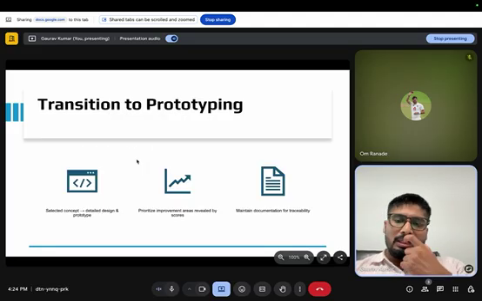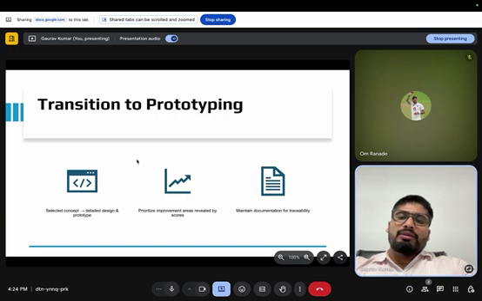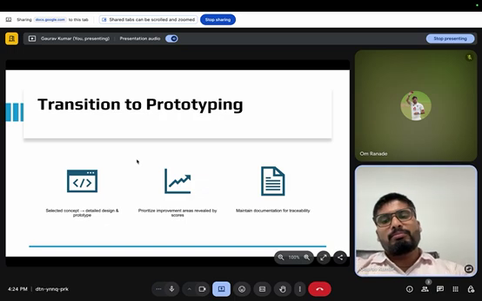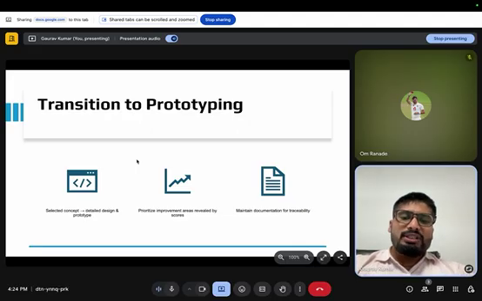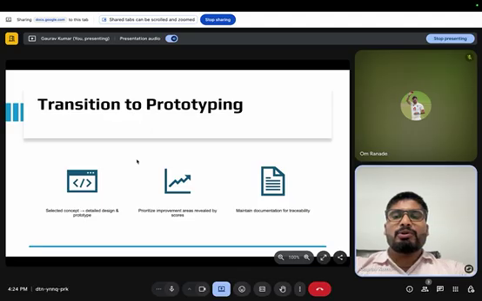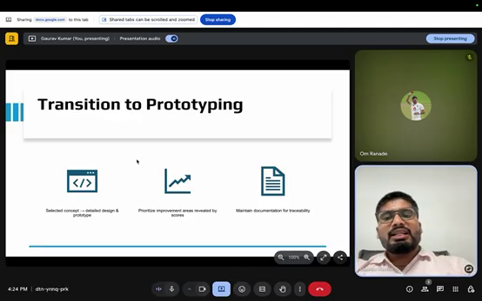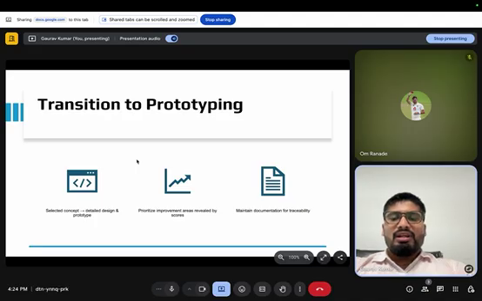Okay. Now next is the transition to prototyping. After scoring identifies the most promising concept, the process advances towards detailed design and prototyping. The selected concept is translated into geometric layouts, material selections and an initial CAD model. Areas with lower scores are flagged for improvement or optimization.